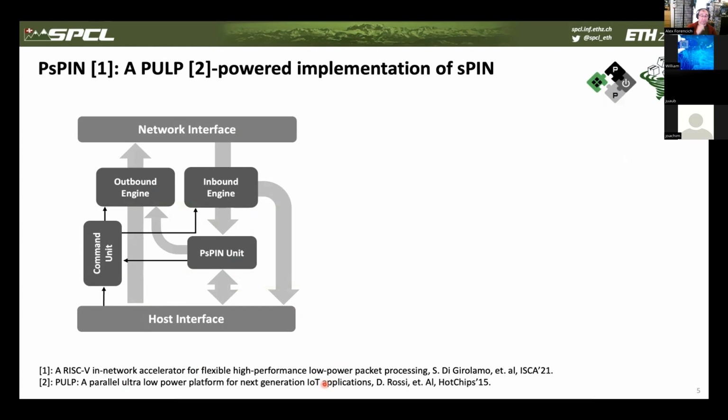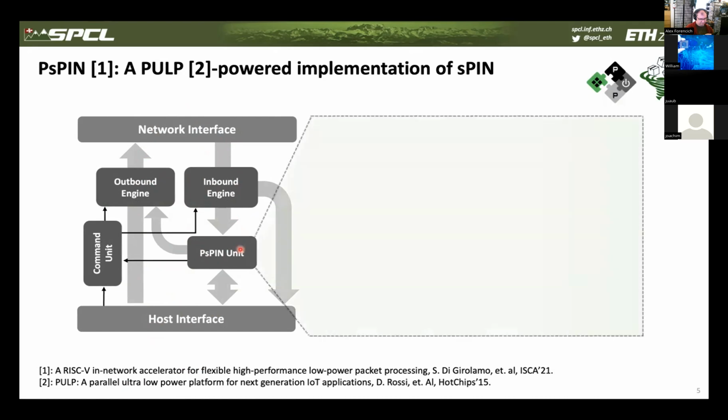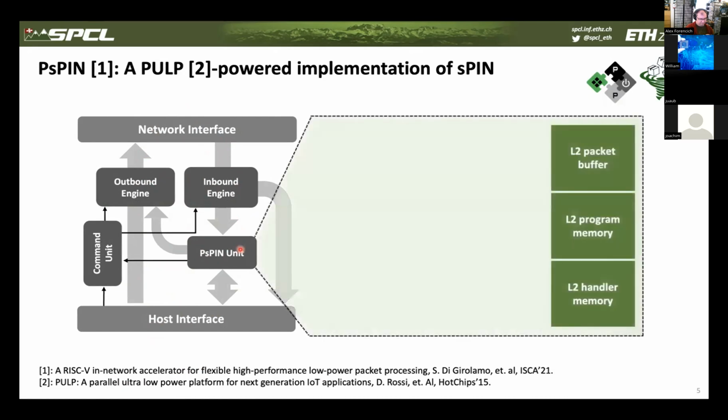And then on the left, you can see a very simplified model of how a SmartNIC is going to look. We have the network interface at the top, we have the host interface at the bottom, and then in the regular outbound and inbound engine, especially on the inbound engine path, we have the P-sPIN unit that implements the sPIN machine model that we just talked about. It looks like this.